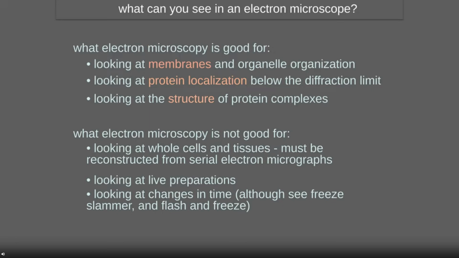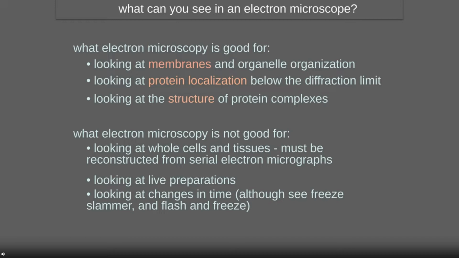I told you about the Fourier microscopy, but there's also immunoelectron microscopy that you can use. And then this is also good at looking at the structure of protein complexes, especially with the cryo-electron microscopy these days. But what's not good with the electron microscopy is looking at the whole cells or tissues.